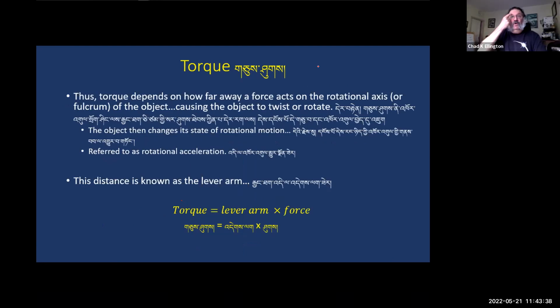So the torque depends upon that distance. That distance is sometimes known as a lever arm.